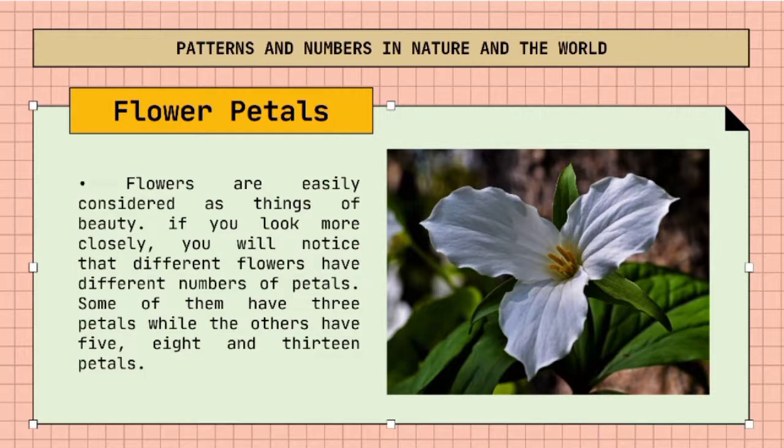Some of them have 3 petals, for example iris and trillium, while others have 5, for example buttercup, columbine, and hibiscus, and others have 8, for example clematis and delphinium, while ragwort and marigold have 13. These numbers are all Fibonacci numbers that we will discuss later on.